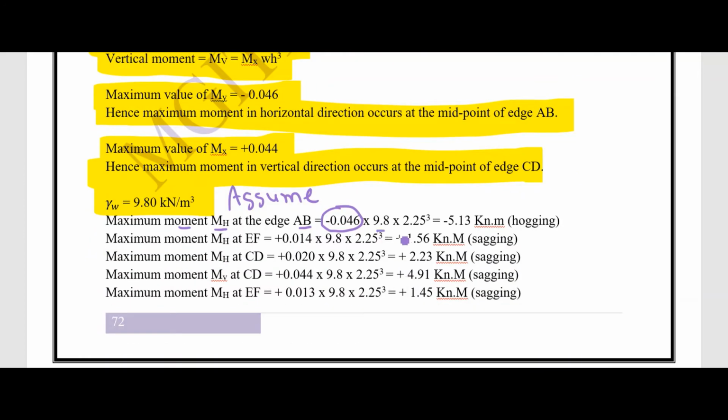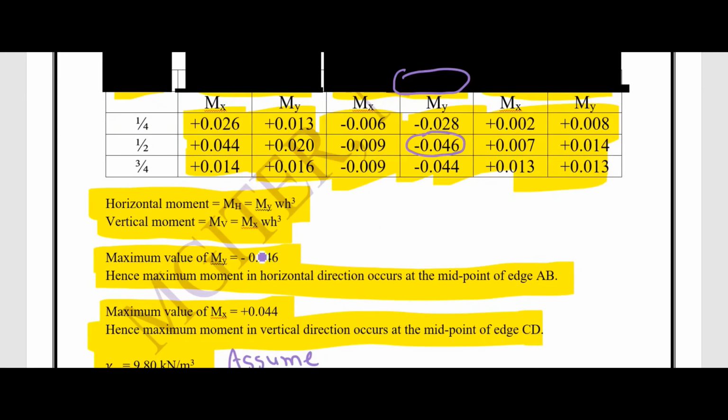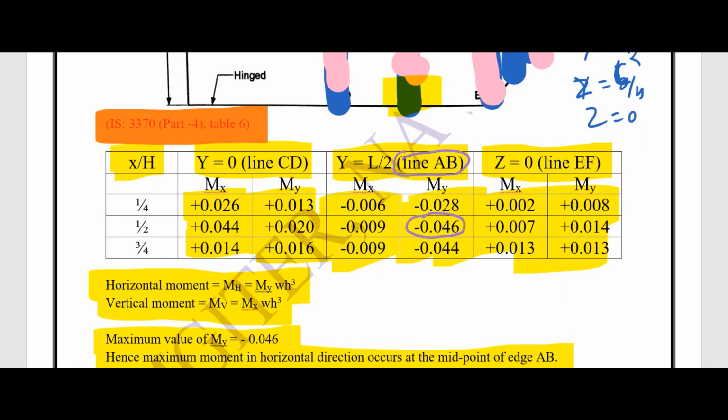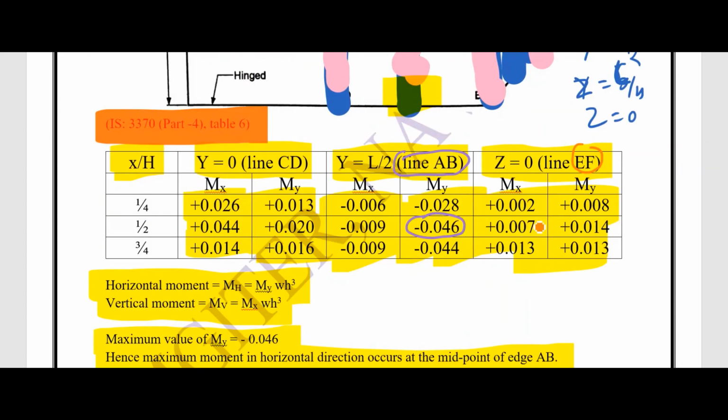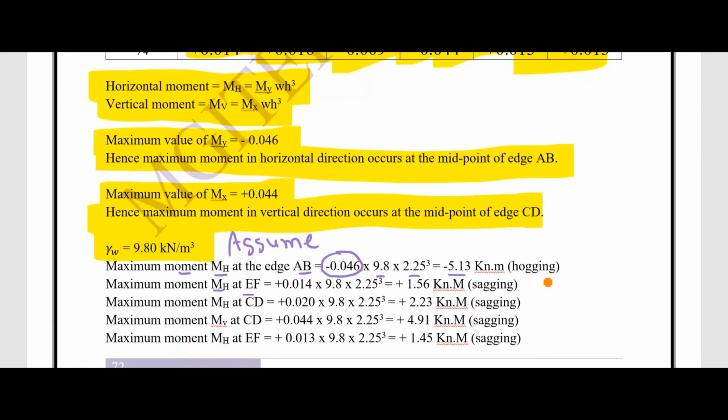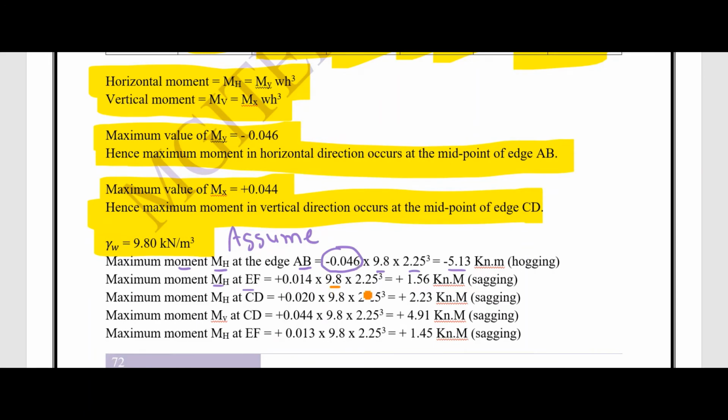Times 9.8 is gamma W and height 2.25 cube. So we have the moment here. Same MH for the EF. For the EF from the table you can see here is EF. From the Z, EF Z is equal to 0.014, meaning My is 0.014 into 9.8 into 2.85 height.